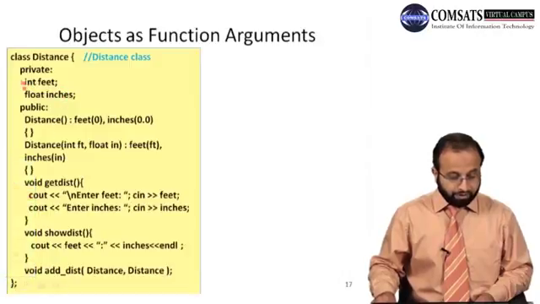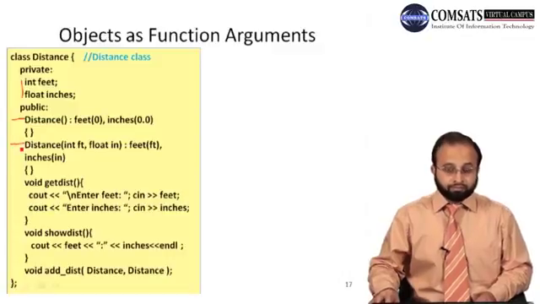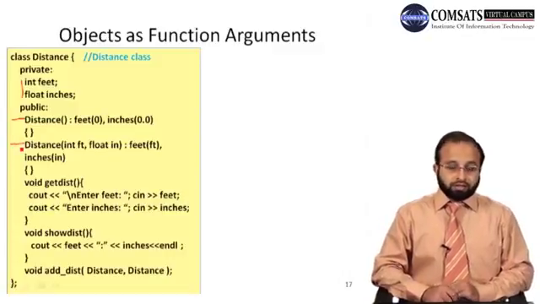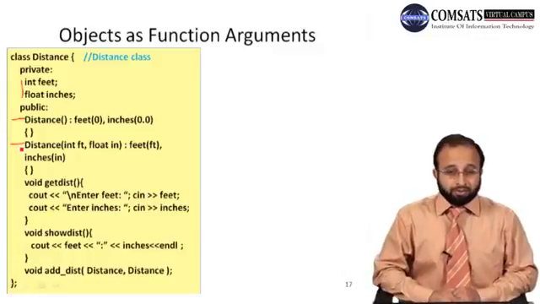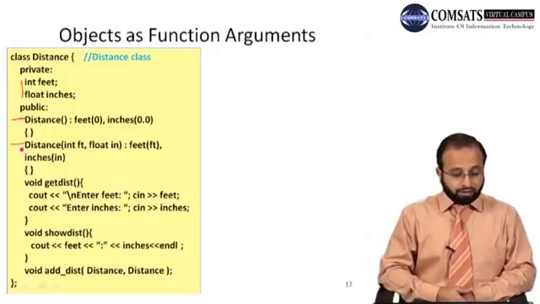So these are the two private data members of the class, float inches and integer feet. And then we have a default constructor. So this is the default constructor, and then we have a constructor with two arguments. So we can overload the constructor. This is called constructor overloading, the same way as you can do function overloading. We will see this thing.